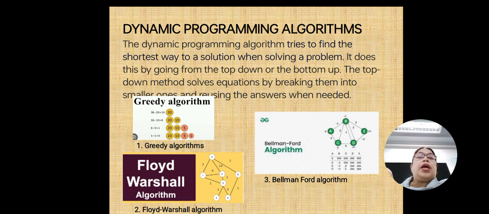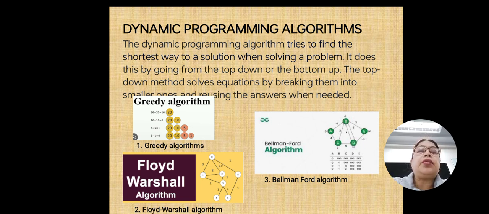The greedy algorithm, which is: 36 minus 20 is equal to 16. 16 minus 10 is equal to 6. 6 minus 5 is equal to 1. 1 minus 1 is equal to 0. So that is the greedy algorithm.